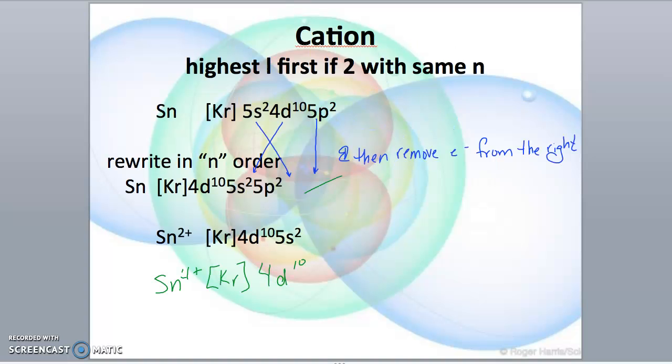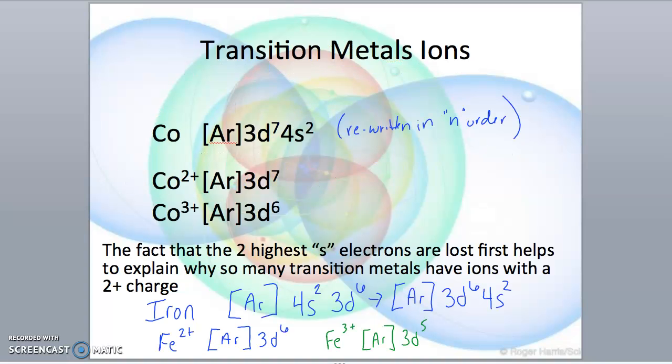The neutral tin atom has electrons in both s and p orbitals at the highest n. We will begin by removing electrons from the highest L, which is L equals 1, or the p orbital. The transition metals will often form a 2+ ion. This is because the highest n is an s orbital that holds 2 electrons.